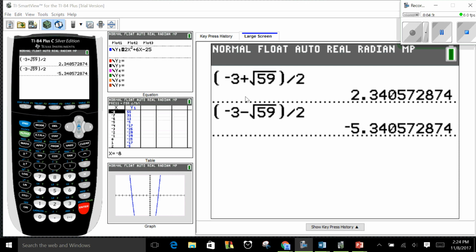The reason I did this is to show you how, when we have real solutions, even though they're exact with square roots and can't be simplified, we can turn these into decimals and get approximate solutions. Notice this is to 10 spots here. Now we're going to look at the graph and confirm that this crosses at 2.34 for x and negative 5.34.